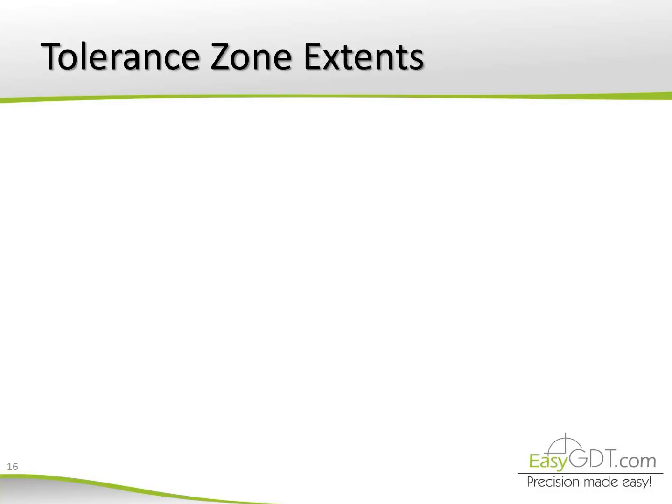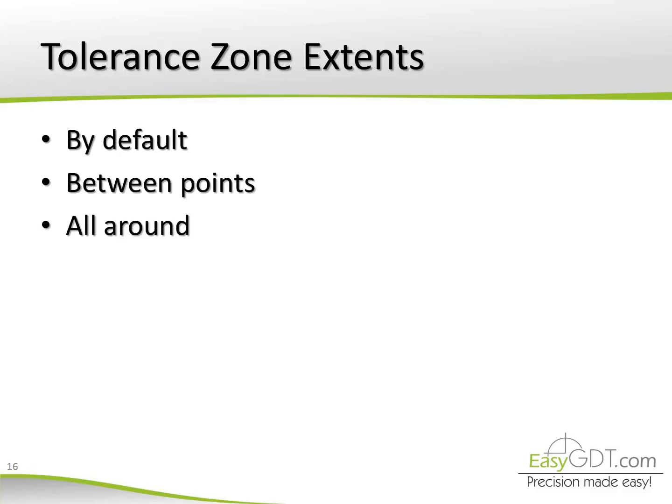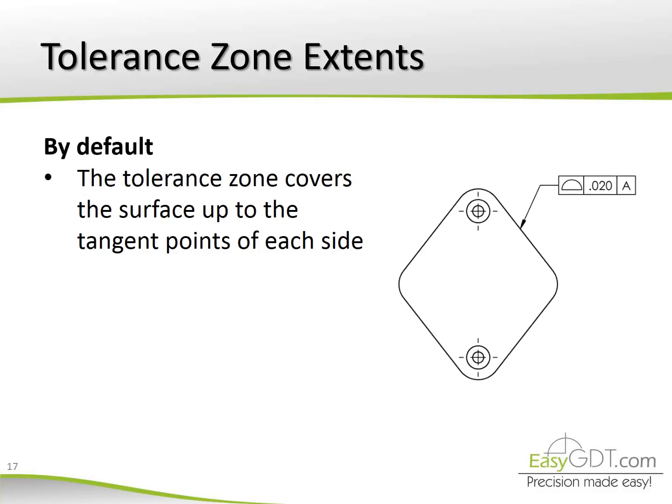Just as we have different tolerance type zones, we also have different coverage or extents of the tolerance zone. We have by default, between 2 points, and all around. Let's see first by default. The tolerance zone covers the surface to the tangent points of each side. Here we see indicated in this feature, it covers the extent of the straight line up to the tangent points of each side.